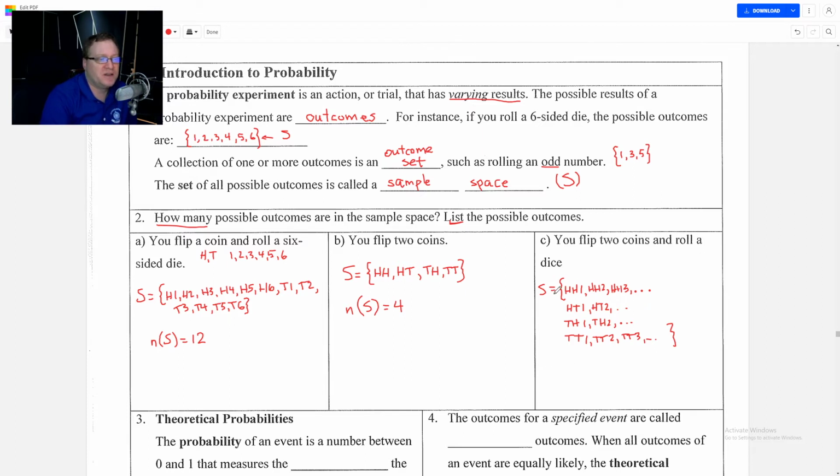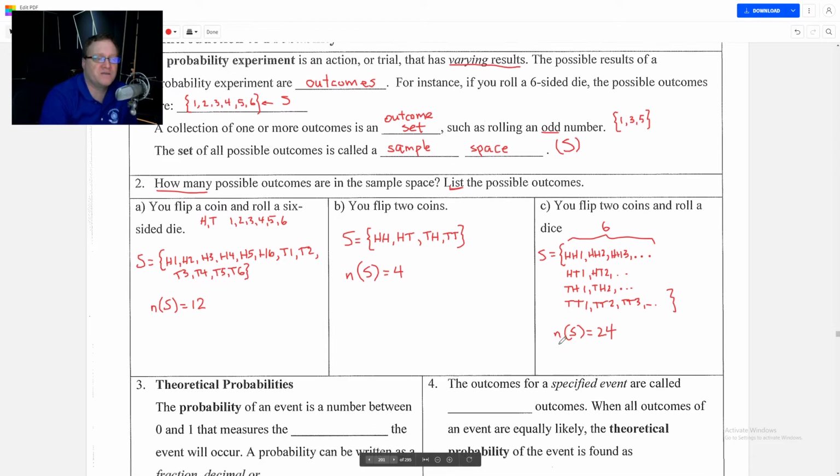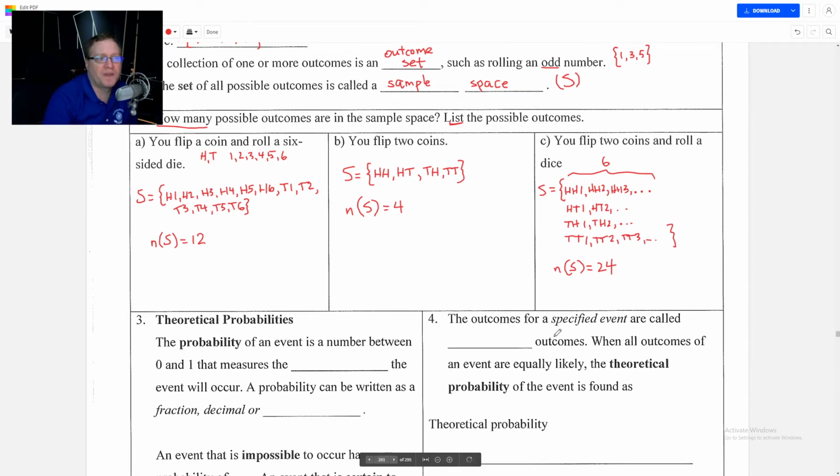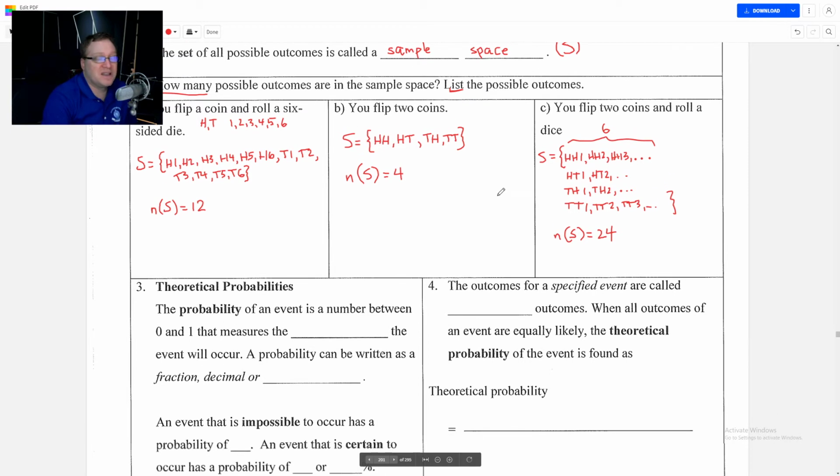Now, how many are there? Well, in this row, there is 6: heads, heads, 1, heads, heads, 2, heads, heads, 3, and so on, up to heads, heads, 6. In this row, there is 6. In this row, there is 6. And then this row is 6. And there's 4 rows. So 6 times 4 is 24. So the number in the sample space is 24. That is the size of the sample space, is another way of saying that. So that's sample spaces.